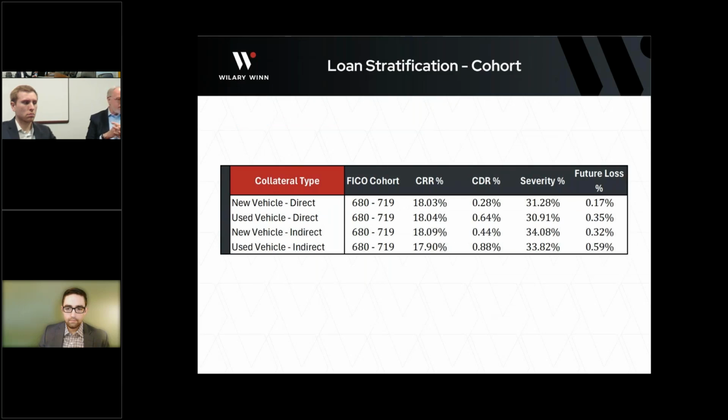Okay, this is one of my favorite slides. It comes out of our research. And so it's another example of granularity. It's important to break the portfolio, an auto portfolio, down between new vehicle direct, used vehicle direct, new vehicle indirect, used vehicle indirect. And you can see new vehicle direct is very strong in terms of performance. Used vehicle indirect is 4 times worse. And so if you're modeling at, say, new vehicles, or you're modeling at used vehicles, you're not properly capturing the risk.